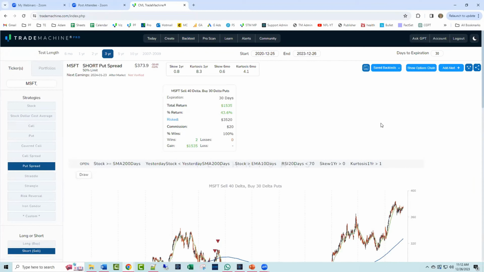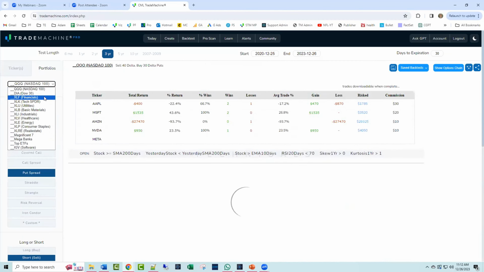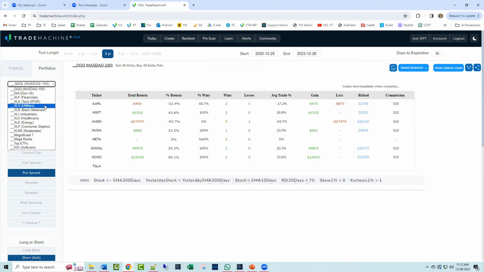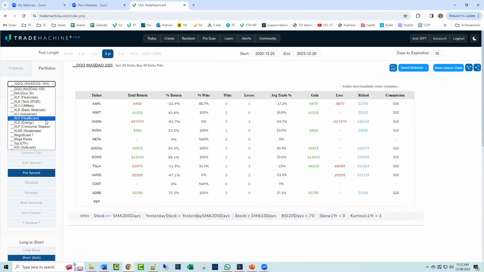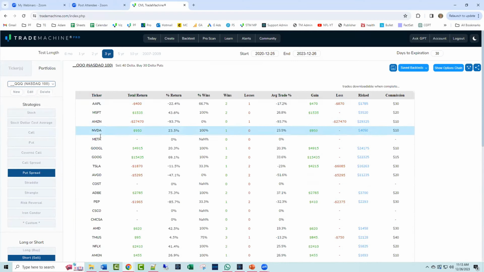Okay. Now, the next thing we added to Trade Machine is portfolios. They were always here. We just never gave you saved portfolios. So you can have as many portfolios as you like, but every Trade Machine member now has this. Okay. NASDAQ 100, Dow 30, and then sectors: financials, tech, utilities, basic materials, industrials, healthcare, energy, everything. Okay. Down to software. So I'm going to let this load.